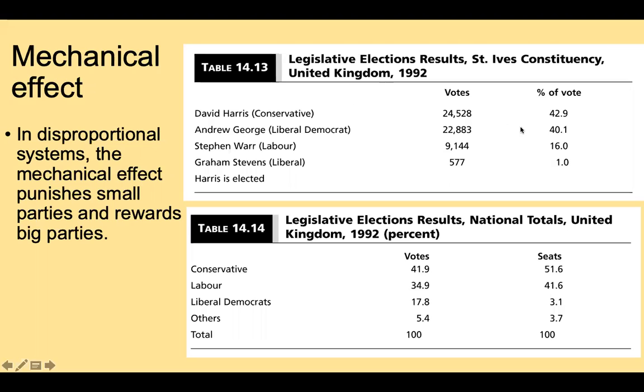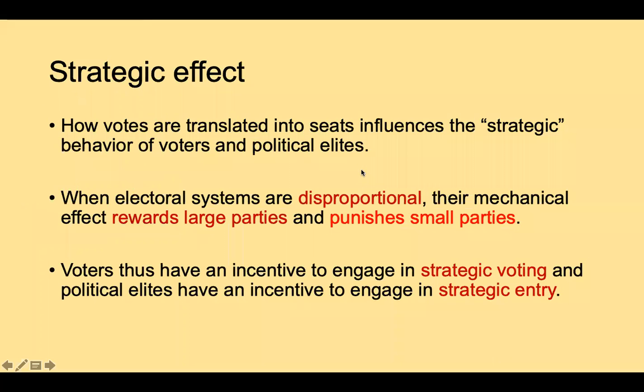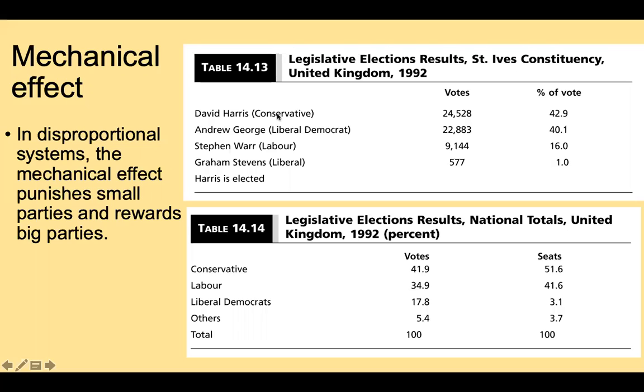Andrew George gets 2nd place with almost the same percentage of the vote as Harris, but only one candidate is elected. Who is elected? Harris is elected because Harris won the largest share of the vote. It's a single-member district system, and so this means that Harris is elected.